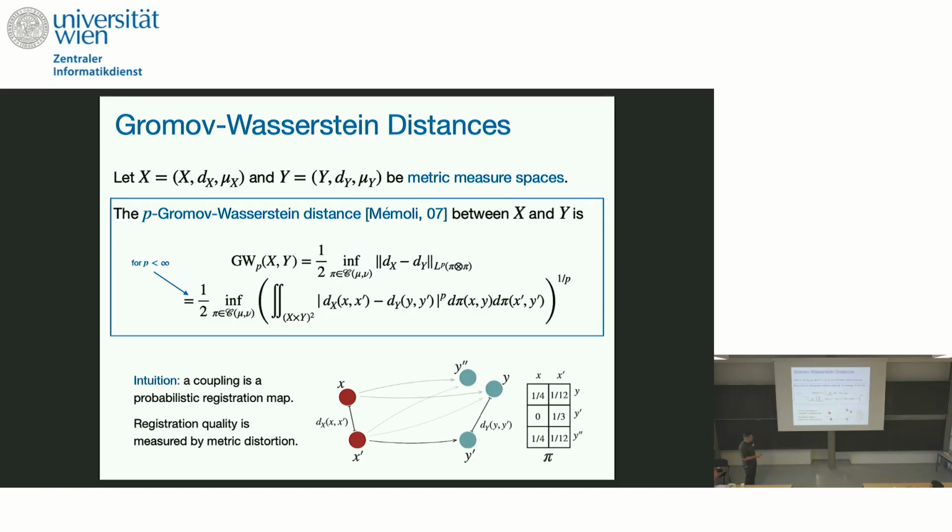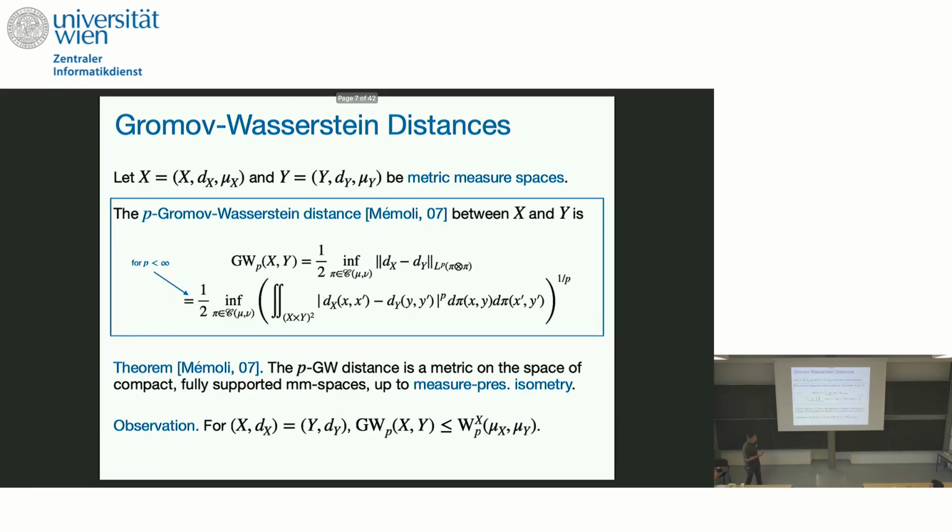Okay, so if I pick a soft registration, this is telling me how to send mass from points in x to points in y, and then the quality of that registration is how much does that registration distort the respective metrics, okay, overall. Cool.